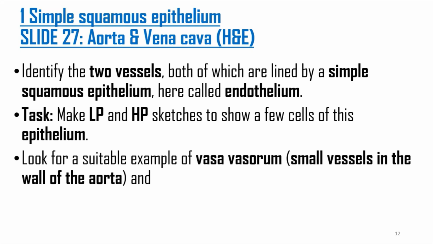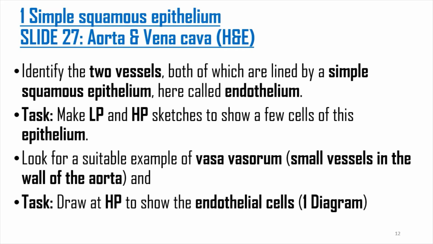Now you need to look for a suitable example of the vasa vasorum. The vasa vasorum are blood vessels that take blood to the blood vessels. So they are tiny blood vessels that supply the muscles of the blood vessels. The blood vessels that supply the blood vessels are what we call vasa vasorum.